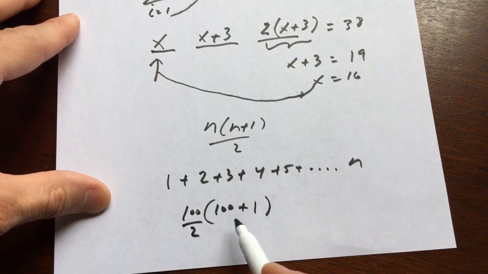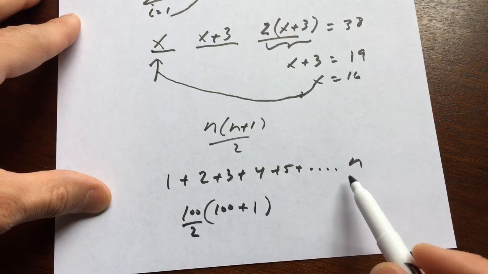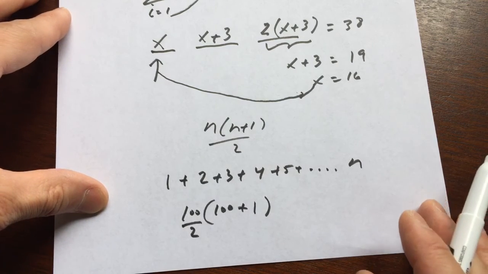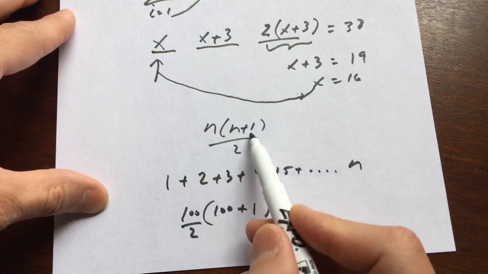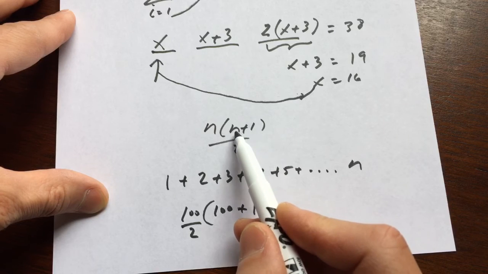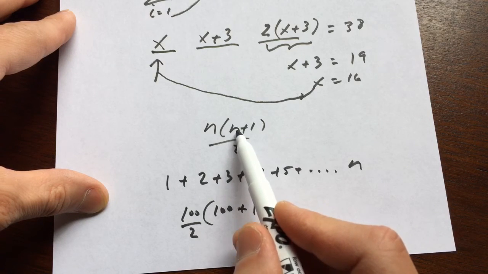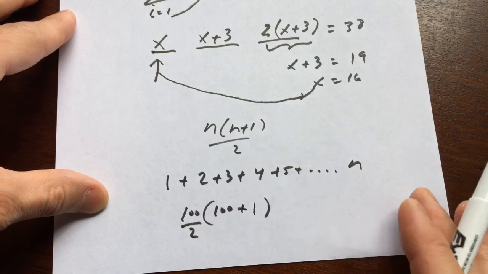So that's the idea. This is finding the sum of consecutive integers. The formula again is: this is the first term, this is the last term, and this is the number of terms, divided by 2.